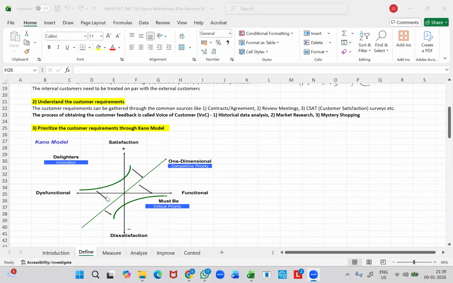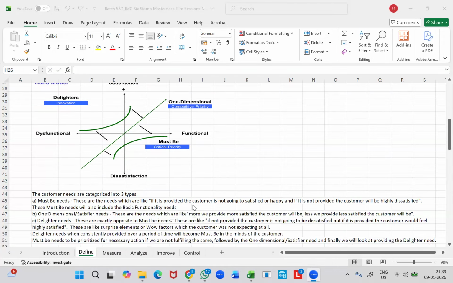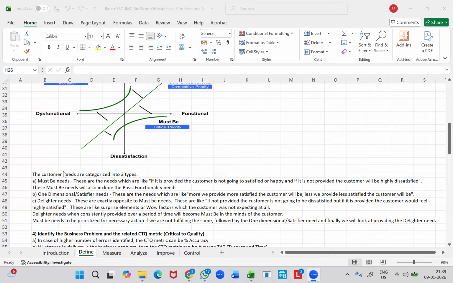So the priority would obviously be the must be needs if you're falling short of it, because that has to be attended to immediately. As we stated here, it's a critical priority. Then comes the one dimensional need, and finally we can look at providing the delighter need. Once again, if you are consistently going to provide this delighter need, we need to ensure that we provide it forever, because delighter needs, when consistently provided over a period of time, will become must be in the minds of the customer. So this is what I have summarized here.